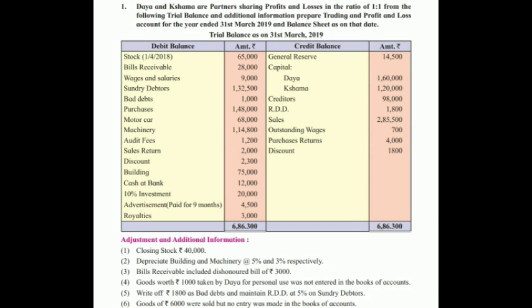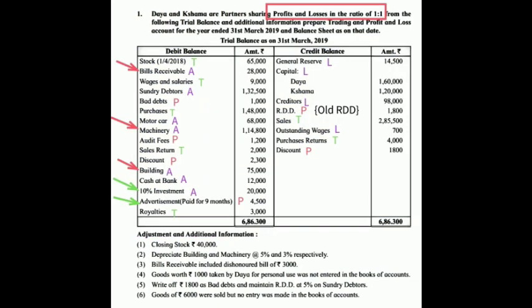All the trial balance entries we have to post into the respective trading, P&L, assets and liability. And adjustments have two effects. First of all, in partnership final account, in every question there should be a ratio. At the top of the question we can see the ratio 1:1. We have two partners, Daya and Kasam. This ratio is useful for distribution of the net profit that we get in the profit and loss account.